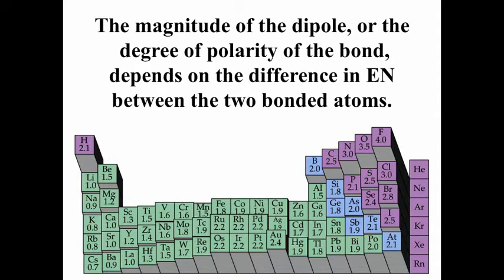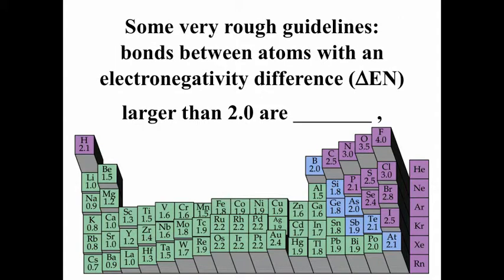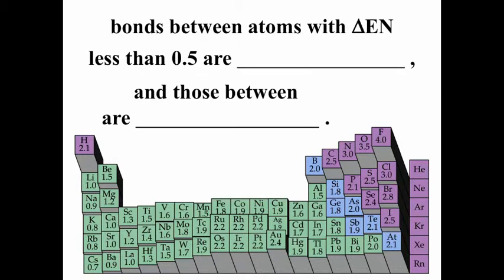Now, how big the dipole is, the magnitude of the dipole, which corresponds to the degree of polarity of the bond, depends upon the difference in electronegativity between the atoms that are bonded together. Now, this is a continuum, but as a very rough guide, when the electronegativity difference between two atoms is quite big, like 2.0 or larger, then we essentially have ionic bonding. The electronegativity difference is large enough that the electrons are transferred from one atom to another, and we basically have ions being formed.